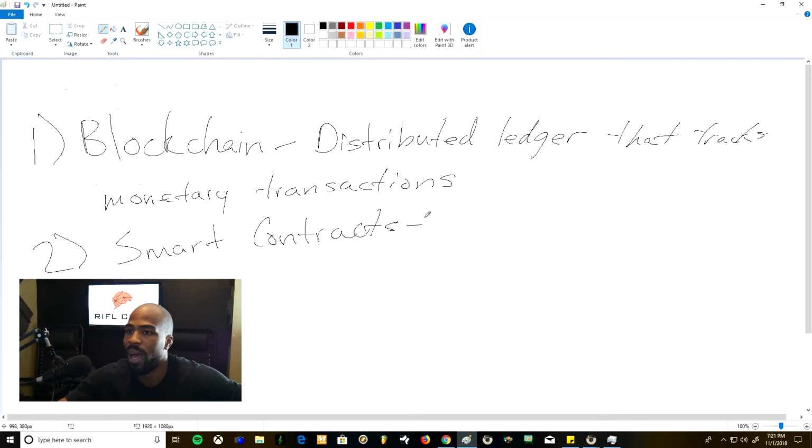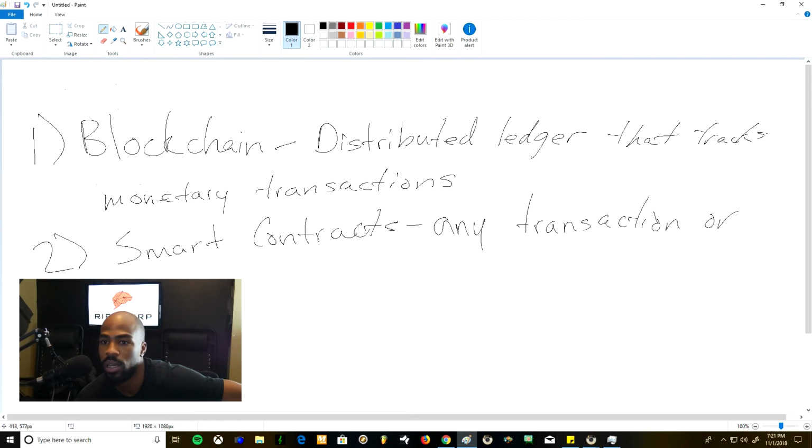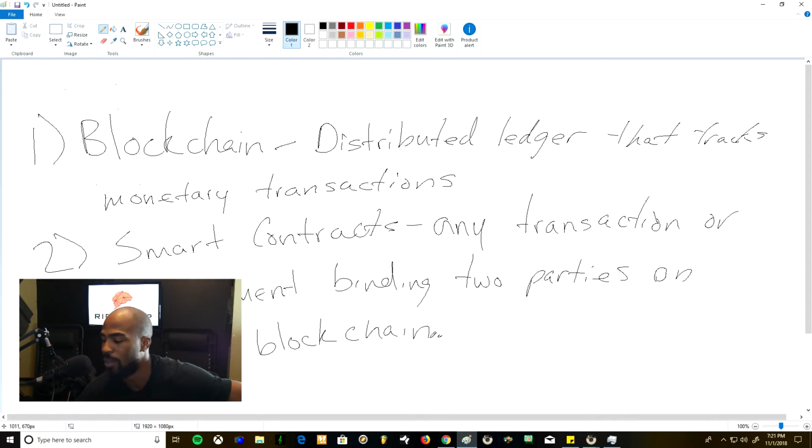So in all, blockchain would be keeping track of financial transactions, whereas smart contracts keep track of any transaction or agreement binding two parties on the blockchain. This is the innovative figure of the blockchain, which I believe is going to be used for everything that we do nowadays that we have a middleman for, such as law, having notaries, in education, how they can keep all of your information in one centralized ledger, and a lot of different things as far as voting.